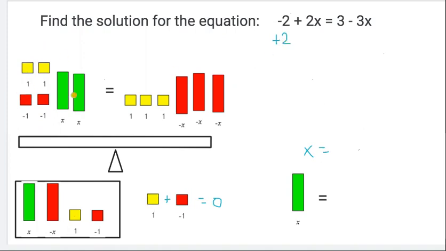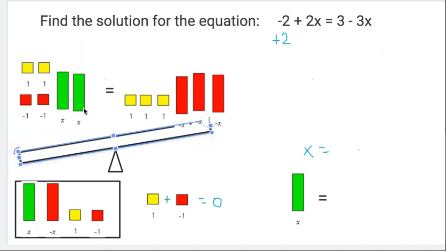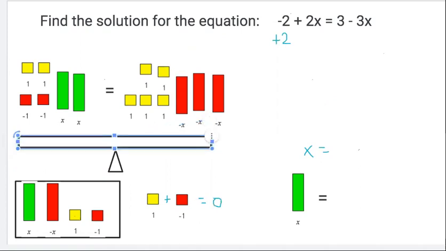So I added 2 on the left-hand side. However, when I add it on the left-hand side, my scale now is not balanced. So what am I going to do? Well, I can just add 2 also to the right side. 1, 2. So now I add 2 here, add 2 here, and now it is back to being balanced. So I add 2 also on the right-hand side.